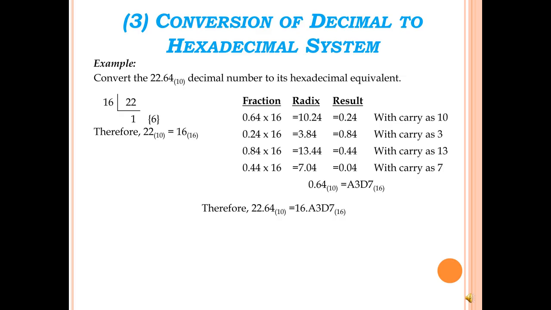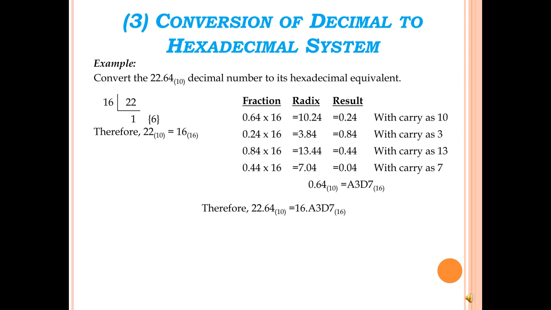Next we have conversion of decimal to the hexadecimal number system. We have one example for that: convert the 22.64 base 10 decimal number to its hexadecimal equivalent. The way we saw the conversion for binary, and for octal we used 8, now we are converting to hexadecimal format. That means we are using 16 now.